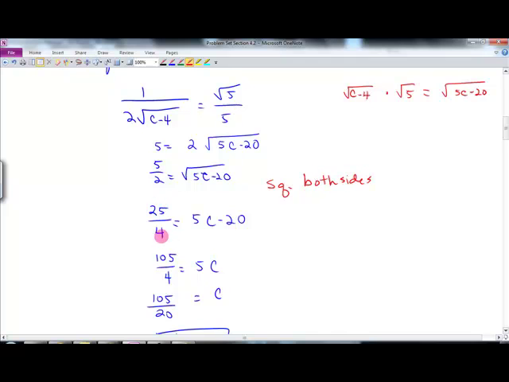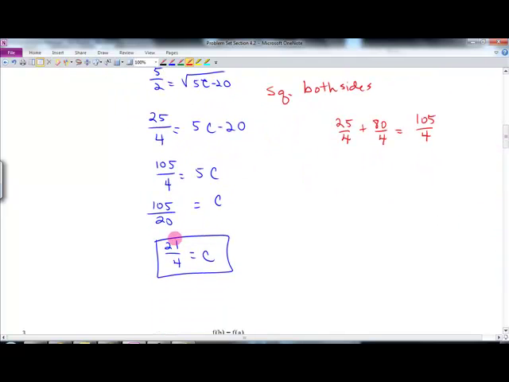All right, so you get 25 over 4 equals what's inside. Add 20 to the other side. Now, where did I get this 105? Think about it. 25 over 4. If I'm adding 20 to the other side, it needs to have a denominator of 4. So that would be plus 80 over 4. And that gives me 105 over 4. Okay? Equals the 5c. Divide by 5. You get 105 over 20. You can reduce that to 21 over 4. And that is your value of c for that question.